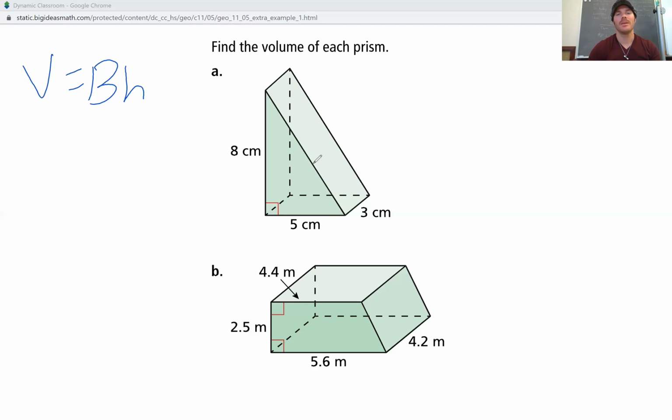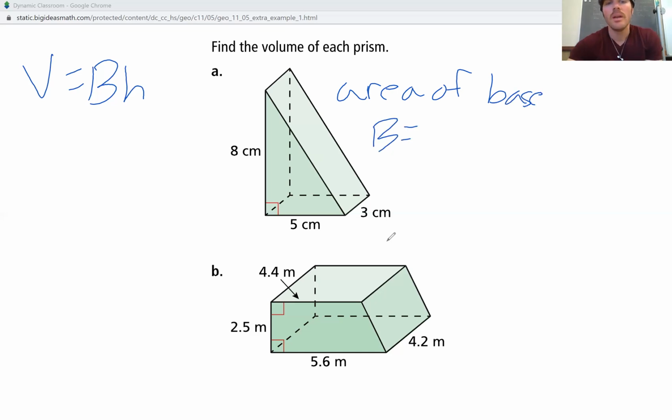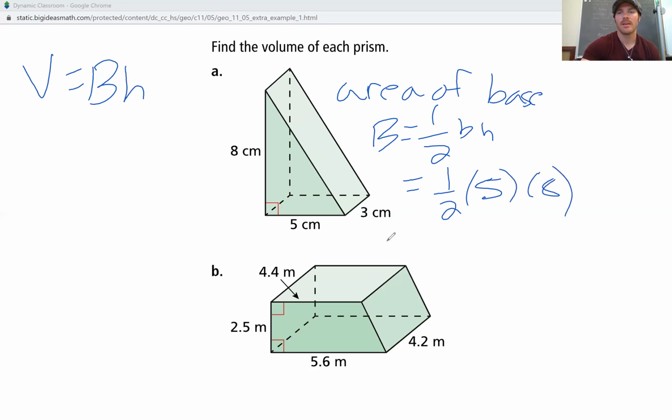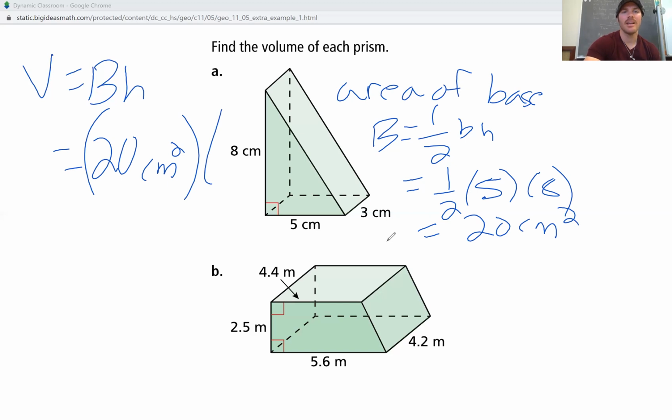So first we need to find capital B, the area of the base. The area of the base is going to equal, so the area of a triangle is half times base times height. In this case we've got 1/2 times 5 times 8. So that gives you 20 centimeters squared. Now we'll plug that in for B here. That's 20 centimeters squared.